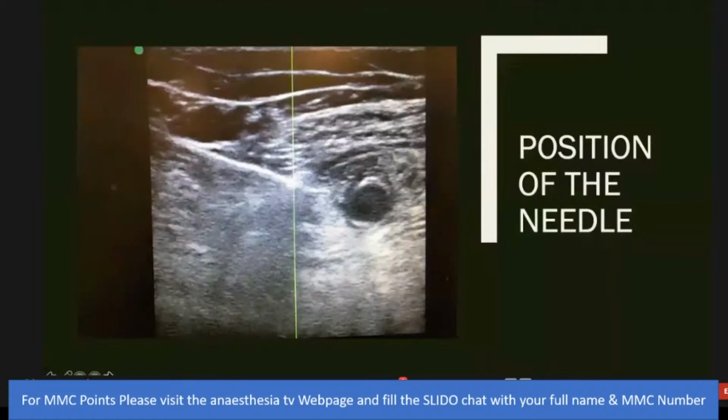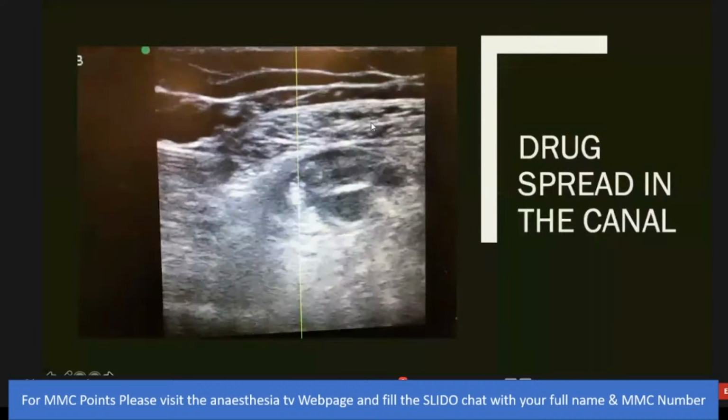This is the picture showing the position of the needle in the adductor canal. We can see the drug spread in the adductor canal. The vessels may be slightly displaced due to the spread of drug.